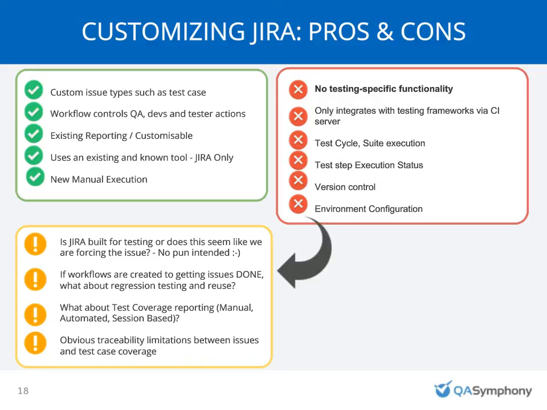There are also questions around being able to have a test case coverage report that covers manual execution, automation execution, maybe session-based execution. Then the obvious ones around traceability reporting between these issues and test case coverage, right? And then, of course, we've talked about earlier the regression aspect of this. If you want to use some of these test cases and run these executions more than one time, and have that history, there's going to be a lot of duplication of your effort within JIRA, because it's not specifically built for that type of testing within the tool.